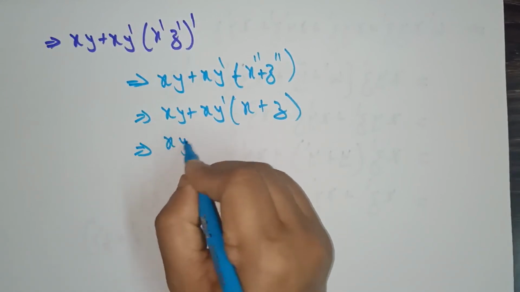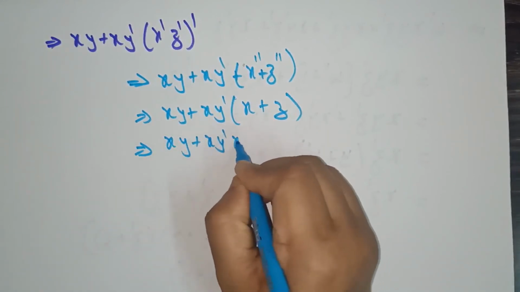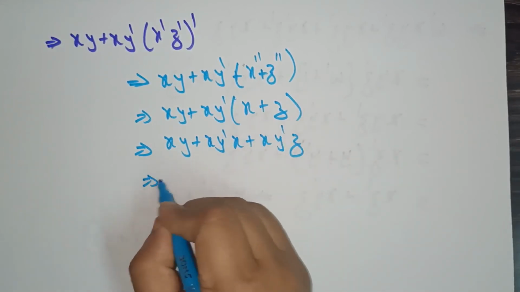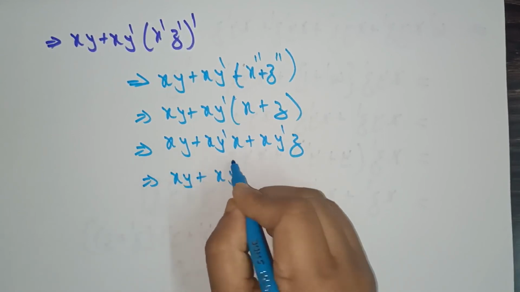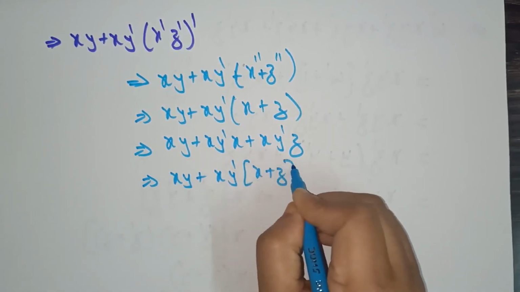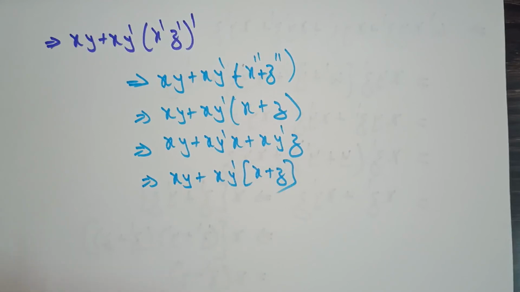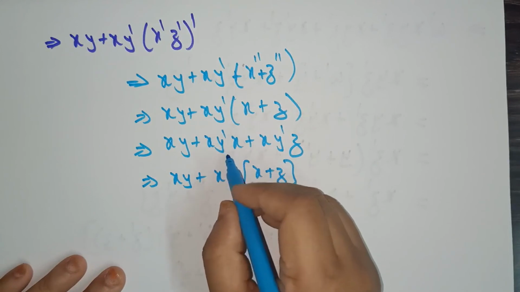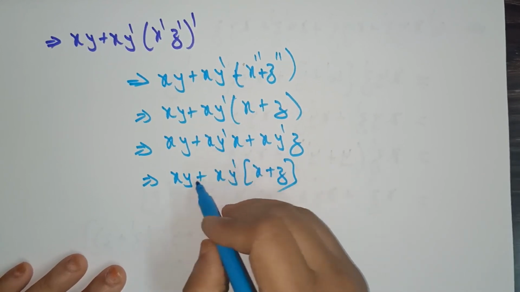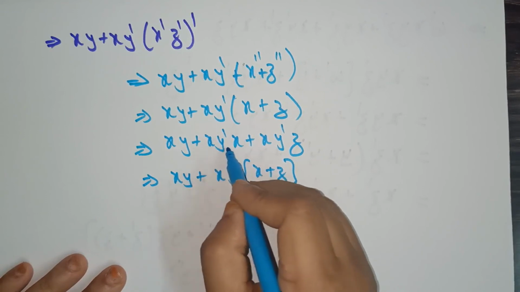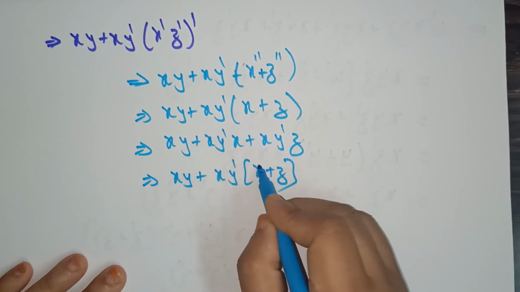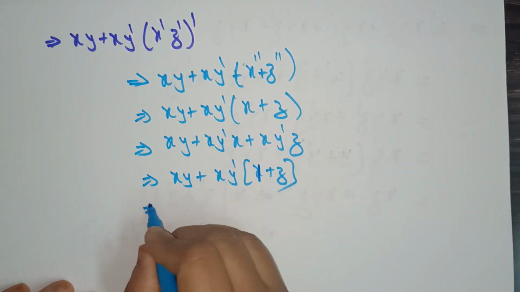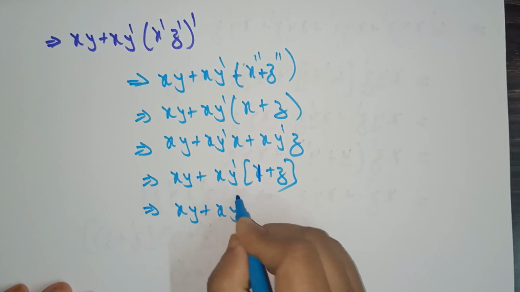Multiply it: xy plus xy dash x plus xy dash z. So next I'm just taking xy plus xy dash as a common. I'll get x plus z as one expression. I can't do this. Xy dash. Okay, x into x is nothing but x. So I just take only one x. Now this expression becomes xy dash. If I take it as a common, I'll get here 1 and 1 plus z. Anyhow, 1 plus z is nothing but 1 only. You'll get xy plus xy dash.